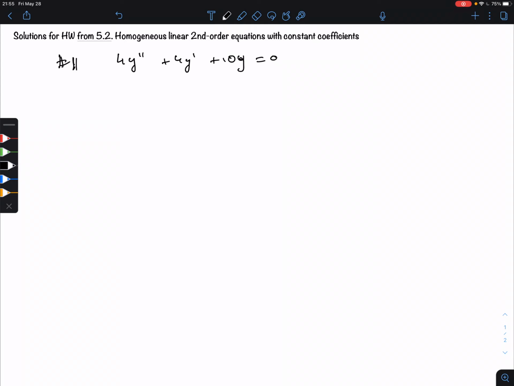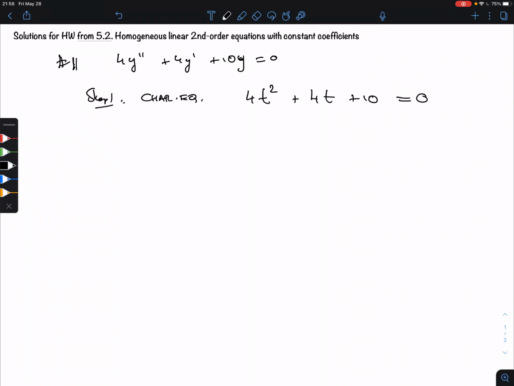It's exactly what the title says. It's homogeneous, it's linear, and it is constant coefficients. So we know what to do. So step 1 is find the characteristic equation. Make sure that you know how to get this characteristic equation, right?